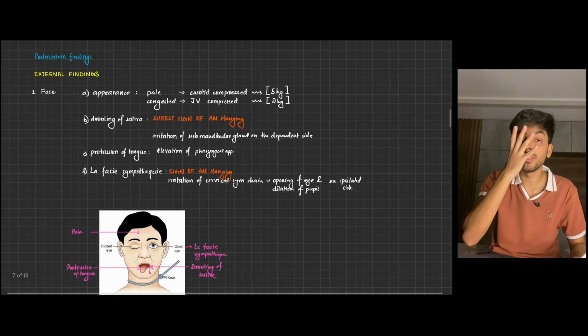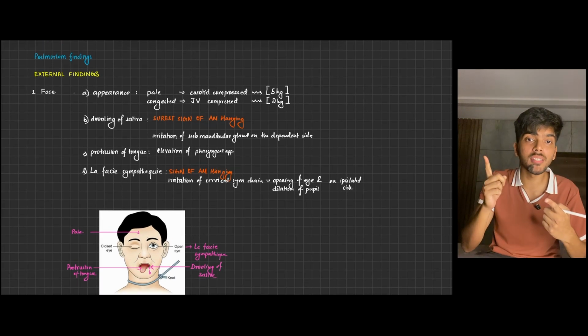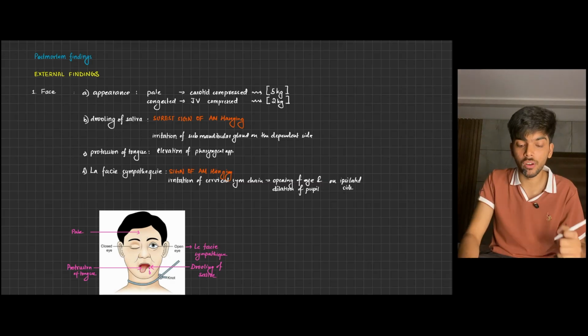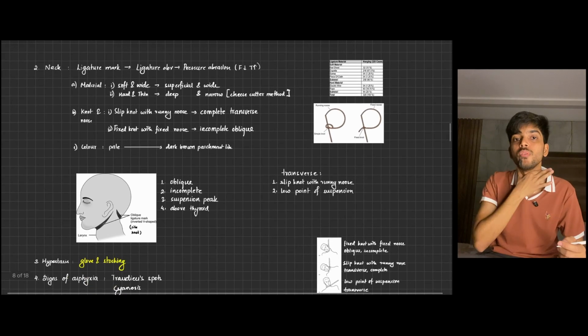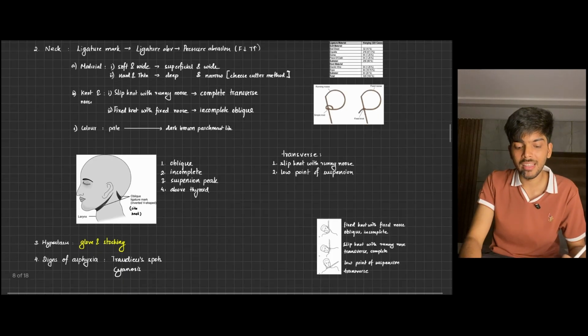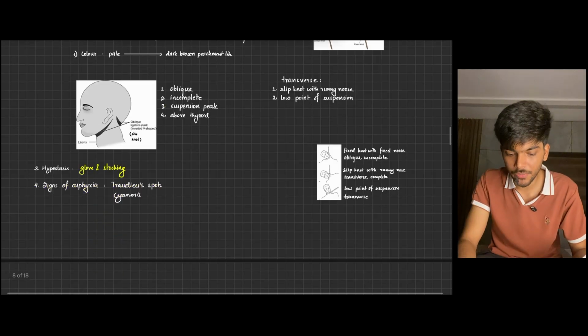So first, you saw the face. Number 1, pale or congested. Number 2, risus sardonicus. Number 3, drooling of saliva. Number 4, protrusion of tongue. Then you saw the neck, which had the ligature mark. The ligature mark depends on the material, it depends on the knot and the noose. Then hypostasis, and then the signs of asphyxia.